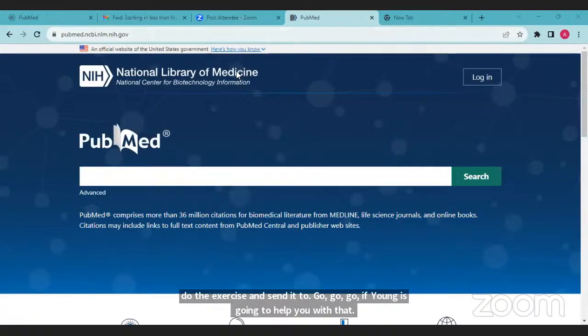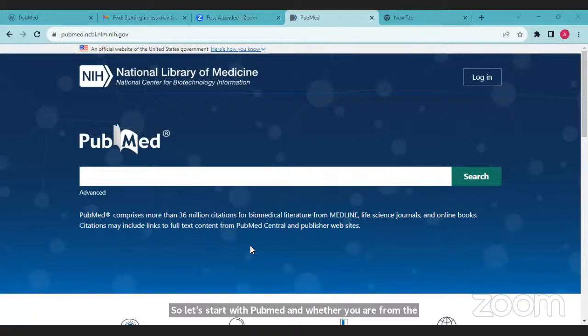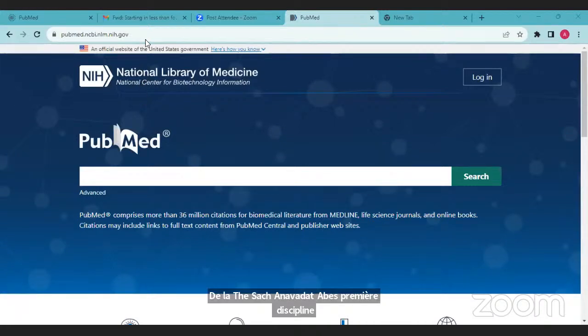So let's start with PubMed. And whether you are from the health sciences, environmental, or humanities, this is very important for you because it gives an example of how to use those Boolean operators, and you can use the same skill to search another database from your discipline. For those of you who have not looked at the PubMed database, this is how it looks. And after you have attended this session, I think we are now advanced.